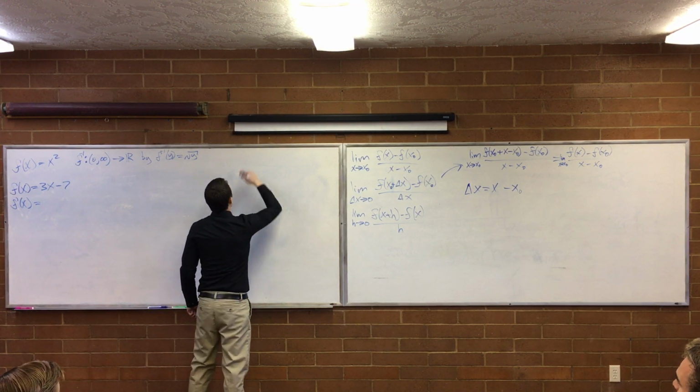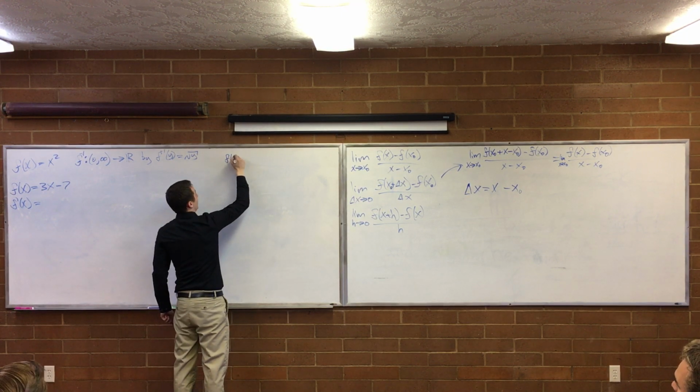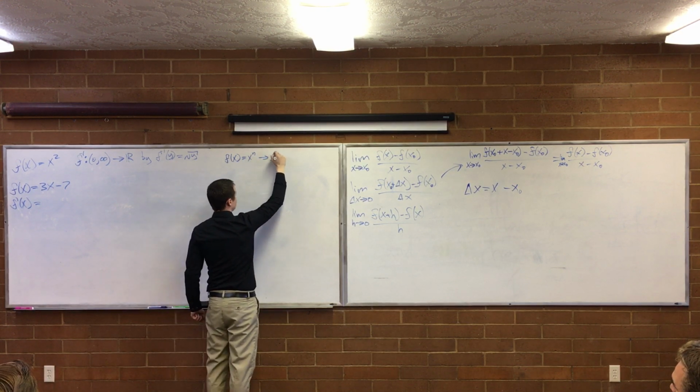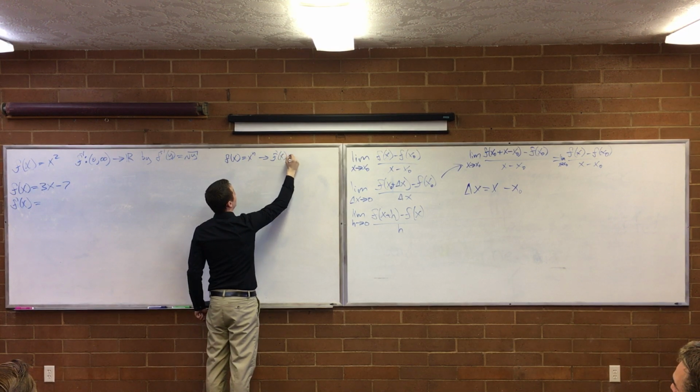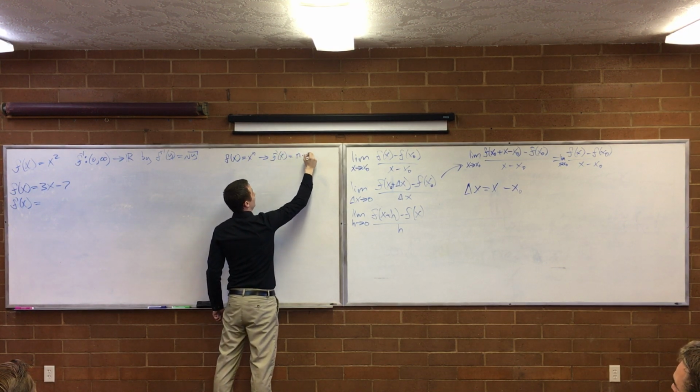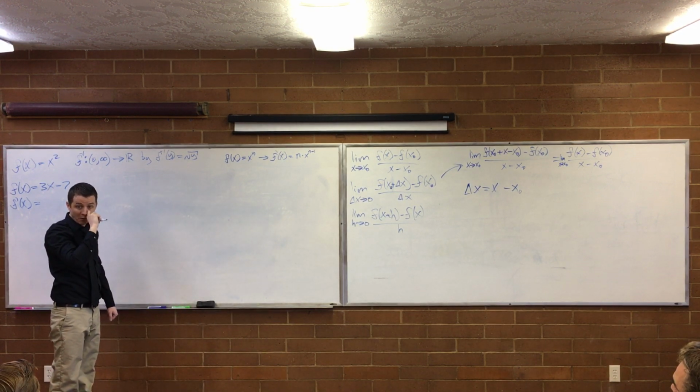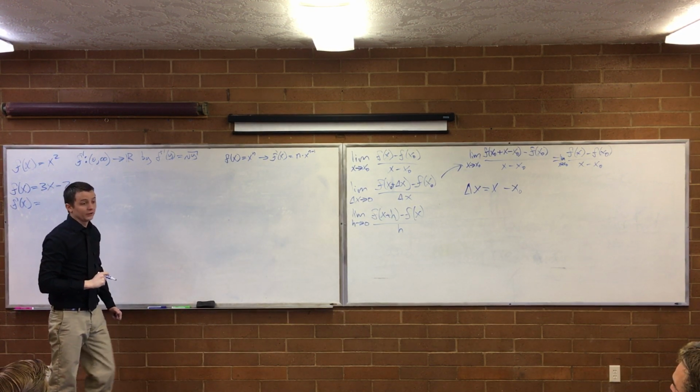We know that if f of x is equal to x to the n, f prime of x is equal to n times x to the n minus 1, right? Remember that one? Okay. What else did we have?